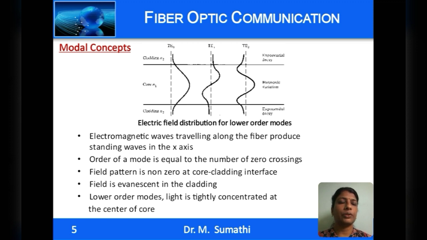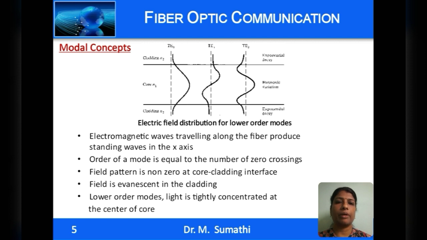This picture shows the electric field pattern in the transverse direction of propagation of the wave. Since the wave is propagating in the z direction, the electric field in the x direction is shown, the standing wave patterns. Observe, the electric field pattern is different for different orders of the mode. The three lower order modes are shown in this picture, and the order of the mode is equal to the number of zero crossings of the electric field pattern. For TE0 there is 0 crossing, for TE1 there is 1 zero crossing, for TE2 there are 2 zero crossings.